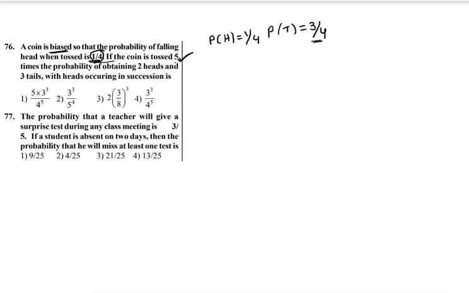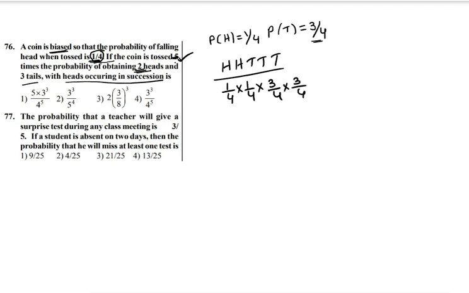If the coin is tossed 5 times, the probability of obtaining 2 heads and 3 tails with heads occurring in succession, that means he is asking this one: head, head, tail, tail, tail. This probability we have to find out. Getting head probability is 1 by 4, again head probability is 1 by 4, next tail probability 3 by 4, 3 by 4 into 3 by 4. So that is the reason you will get the answer as 3 cube divided by 4 to the power of 5.